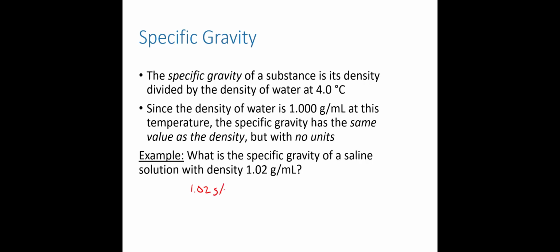So 1.02 grams over milliliters divided by 1.000 grams per milliliters. And these cancel out. The way you could look at this is you're dividing one fraction by another. So this would be 1.02 grams over milliliters. And remember, to divide by a fraction, it's the same as multiplying by its reciprocal. So the units completely cancel. And it's just 1.0. No need to show the work on this. If you had just said 1.02, that would have been fine.